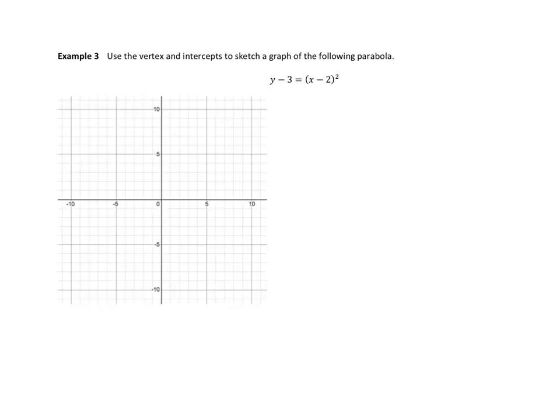The last thing for this lesson is to use the vertex and intercepts to sketch a graph of this parabola. So the way it's written, I probably should have y by itself. So I'm going to write this as y equals x minus 2 squared, but then plus 3. And once it's written in this form, I know where the vertex is. The vertex is at (2, 3). So that is right here.